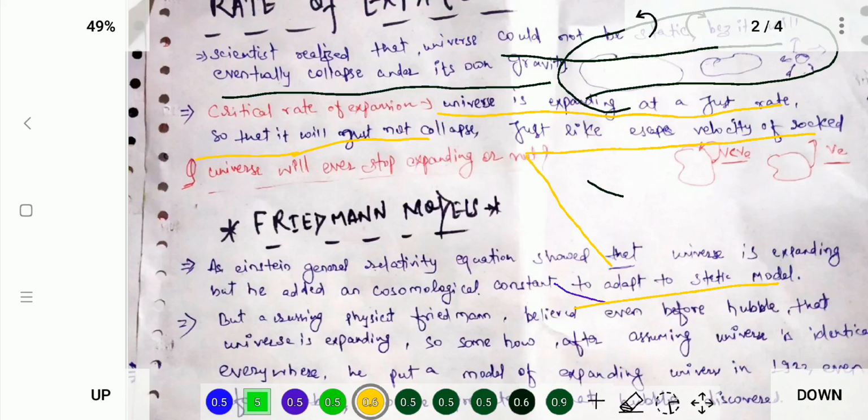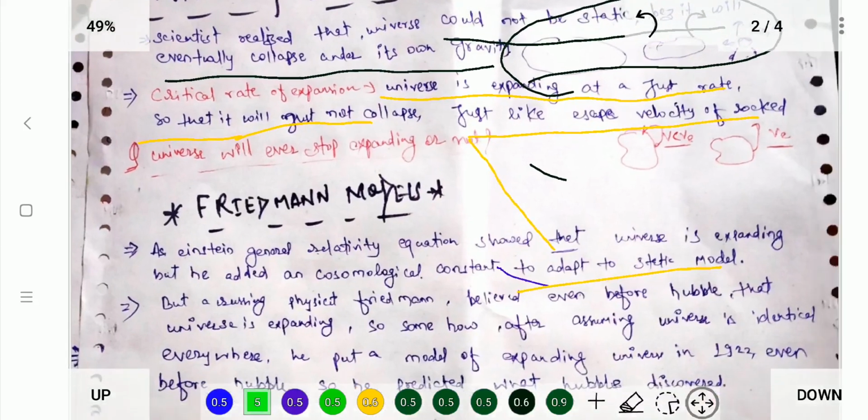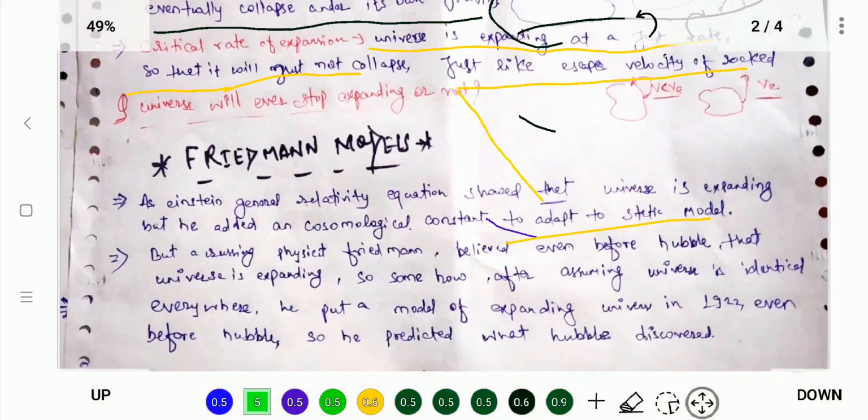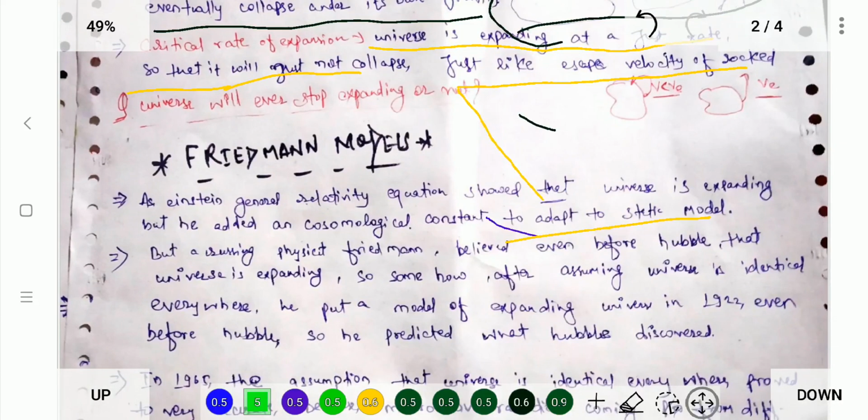But this Friedman, what did he do? He's a Russian physicist. He disapproved of the cosmological constant. He just valued the original equation and started working on it. And what he did, he assumed two things: that the universe is identical everywhere from where we look, and from that he concluded that the universe is expanding. And so, after assuming the universe is identical, he put forward a model of an expanding universe in 1922, before Hubble. So he predicted what Hubble discovered.